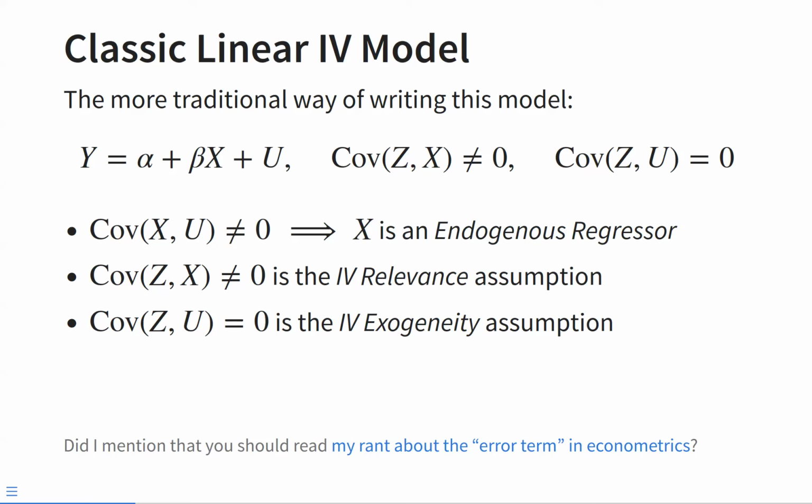So that covariance between x and u is not 0. So we say that x is an endogenous regressor. The instrumental variable's relevance assumption is that the covariance between z and x is not 0. So we're trying to find some variable that is correlated with expert reviews. But the instrumental variable exogeneity assumption is that the covariance between z and u is 0.